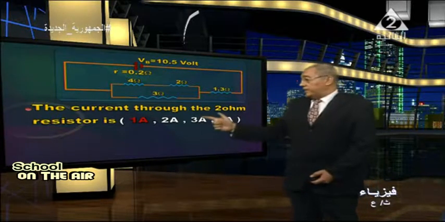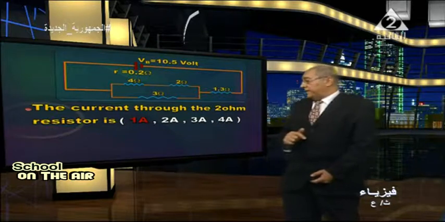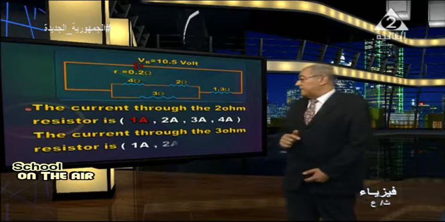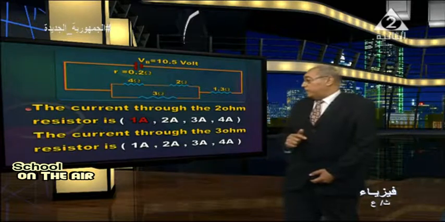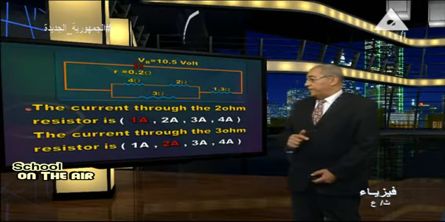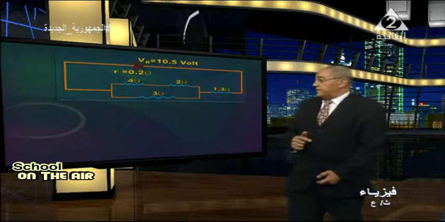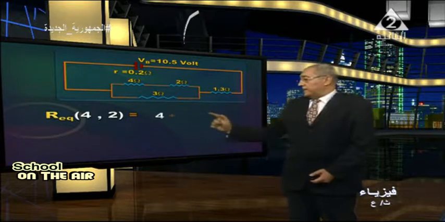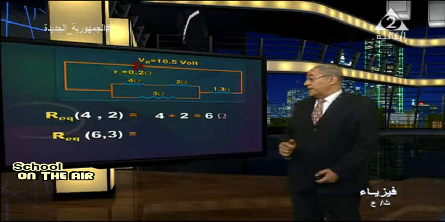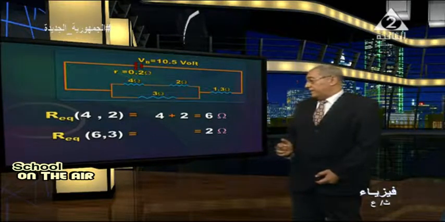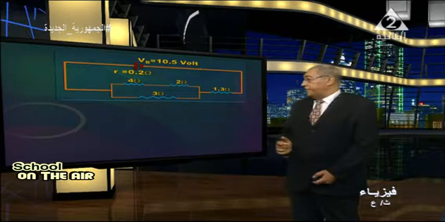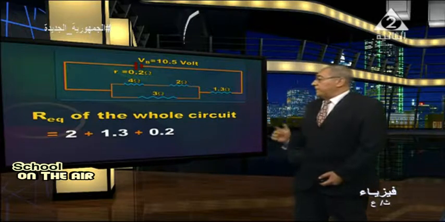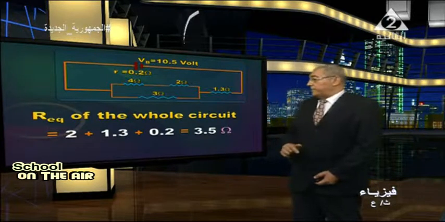Okay, once again, it is 1 ampere, but we need to do it one by one. First of all, the current also through the 3 ohm resistor, is it 1, 2, 3, or 4 ampere? Yes, it is 2 amperes. How? We'll do it, as I said. First of all, we need to calculate the resistance. Resistance of 4 and 2, it is equal to, yes, 6 ohm. Resistance of 6 and 3 connected in parallel, it is 2 ohm, product over the sum. And total resistance of the circuit equals 2 plus 1.3 plus 0.2, it is 3.5 ohm.